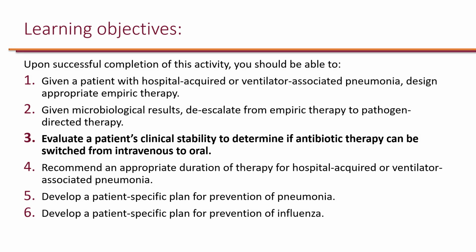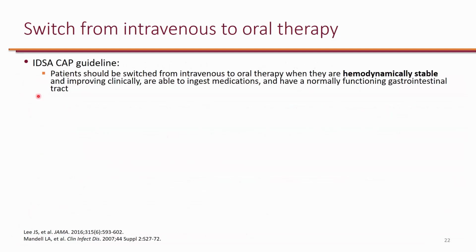We designed appropriate empiric therapy for HAP and VAP, and we de-escalated from empiric therapy to pathogen-directed therapy. Now let's evaluate a patient's clinical stability to determine if antibiotic therapy can be switched from IV to PO. IDSA guidelines for community-acquired pneumonia give us some guidance for switching patients from IV to PO.